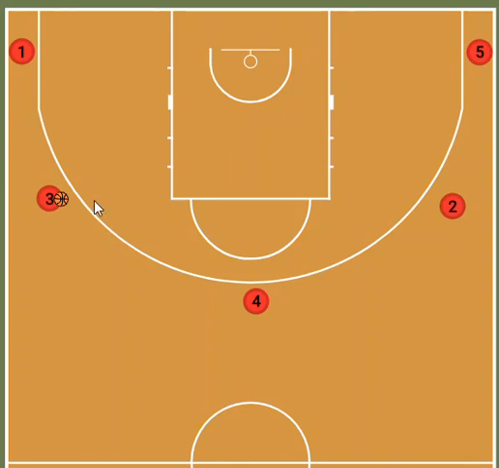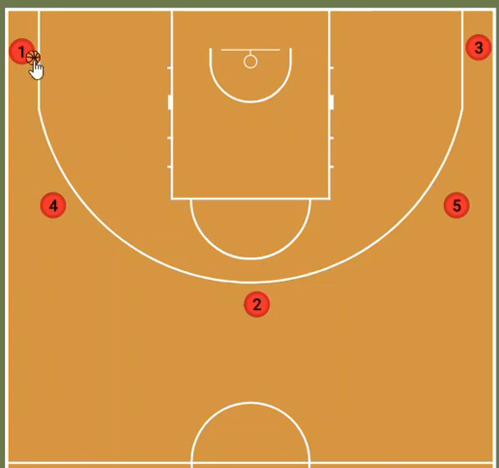Let's look at a quick example of if we pass to the corner. So if we pass to the corner, 3 is going to pass to 1. He's going to cut looking for the ball. 4 is going to fill. 2 is going to fill. 5 is going to fill. Everyone just rotates over 1 spot. 3 goes to the opposite corner. So all that is the same. We're still back to our 5 out, to our starting spots.